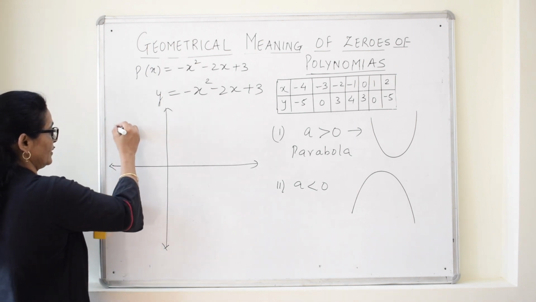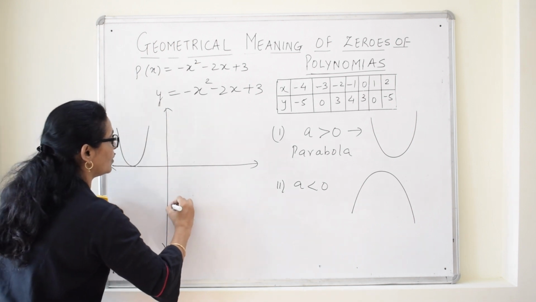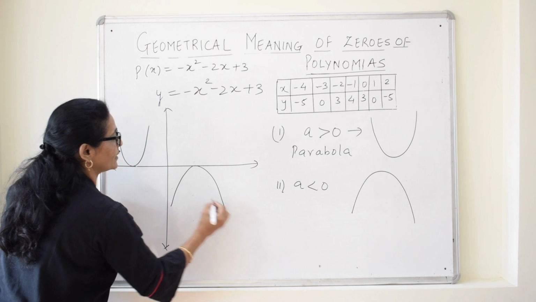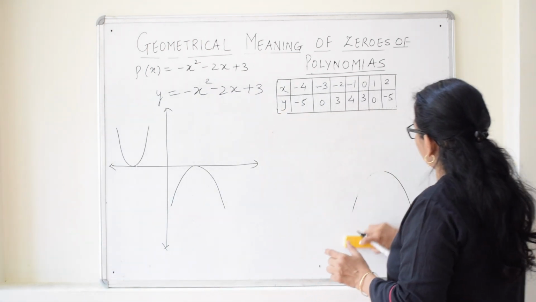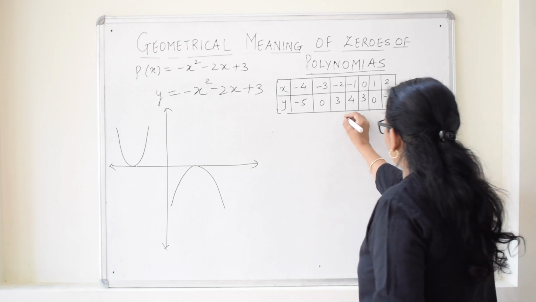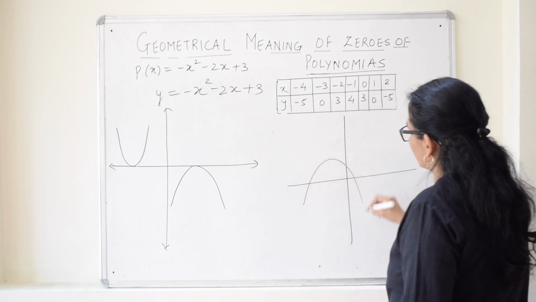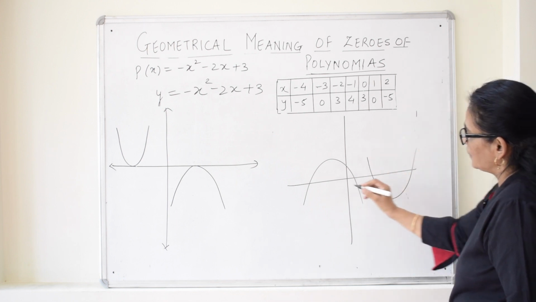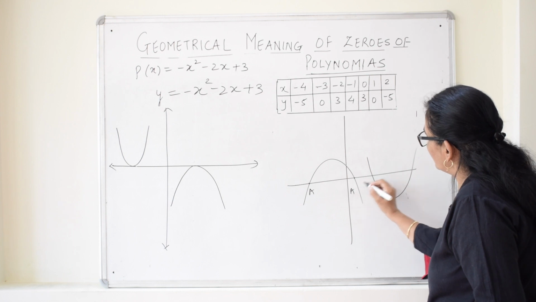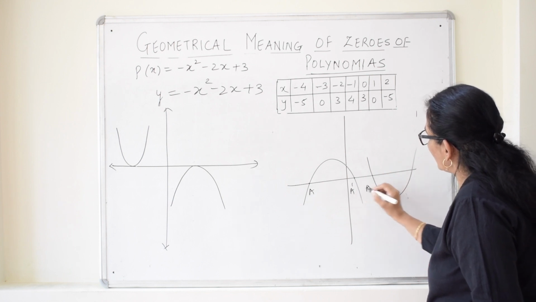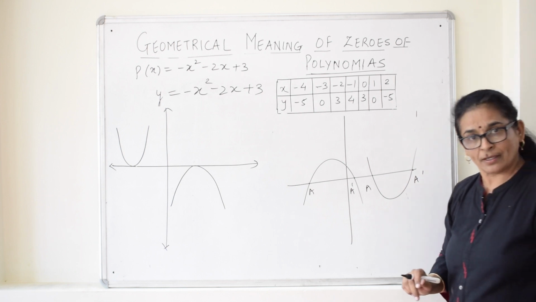Suppose the parabola touches in this way or in this way. Earlier, we have seen that the parabola was intersecting the x-axis at two different points, either this way or this way. These are the 2 points which will give us the zeros of the quadratic polynomial.